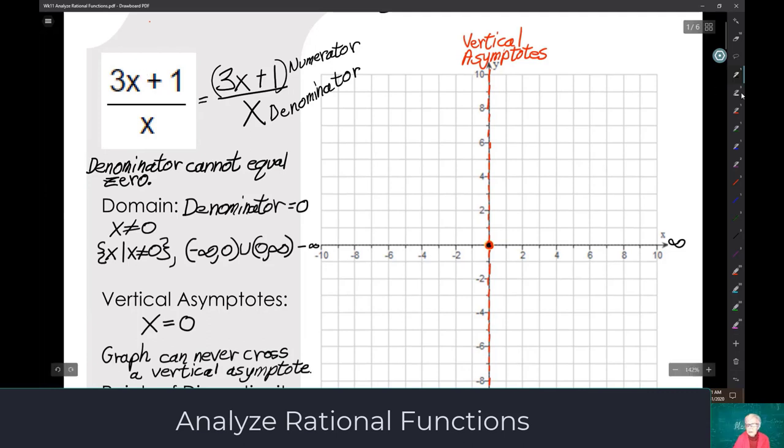All right, so here, the highest degree term on top is 3x because the degree of this term is 1. The degree of a constant is 0. Degree 1, degree 0. So this is the highest degree term. On the bottom, this is the highest degree term. It's a degree 1 term because of the invisible 1 power. Degree 1.